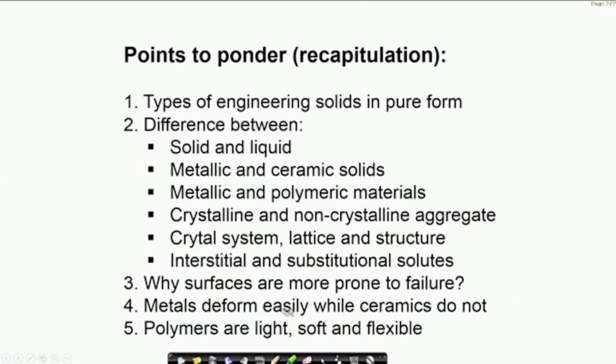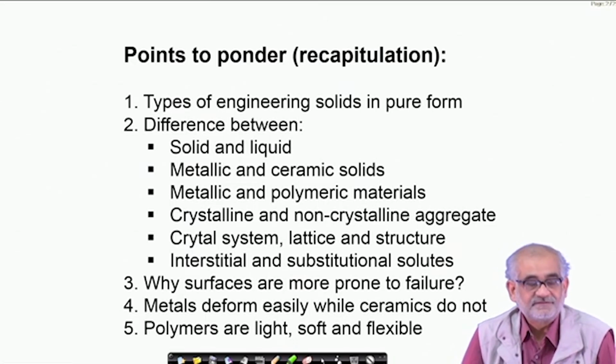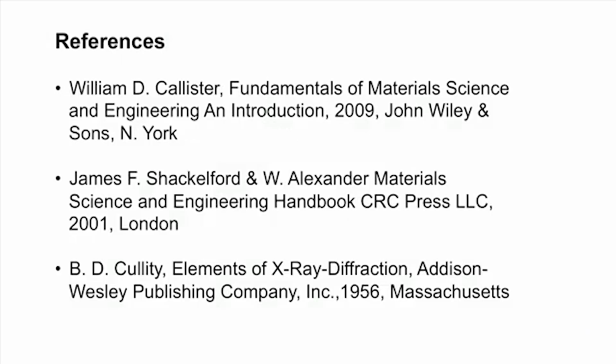The bonding characteristics will also allow you to understand why metals deform easily but the ceramics do not. It will also allow you to understand why polymers are usually light, soft, and fairly flexible compared to the rigid metals and ceramic solids. So with this, we end the first lecture of this series on surface engineering, and I must again clarify that there was hardly any mention of surfaces because we are only talking about pure solids and the structure of solids. Thank you very much.